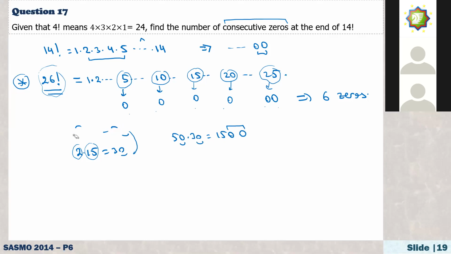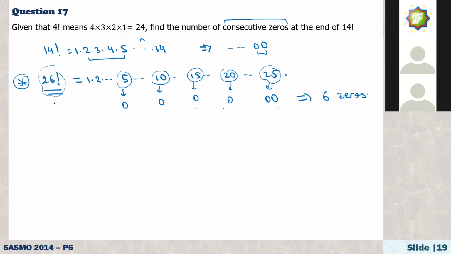So the question here is, when you calculate this 26 factorial, we need to multiply the numbers from 1 to 25, all the numbers, right? So how many consecutive zeros are there at the end of this 26 factorial? I'm saying that the only way to create a multiple of 10 is to multiply 2 by 5. Otherwise, if you multiply any other two numbers, they will not create 0 at the end of that number, right?